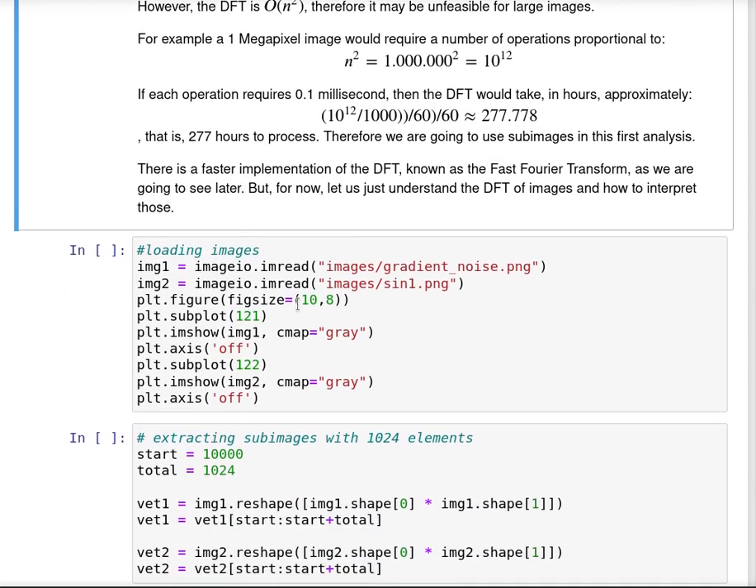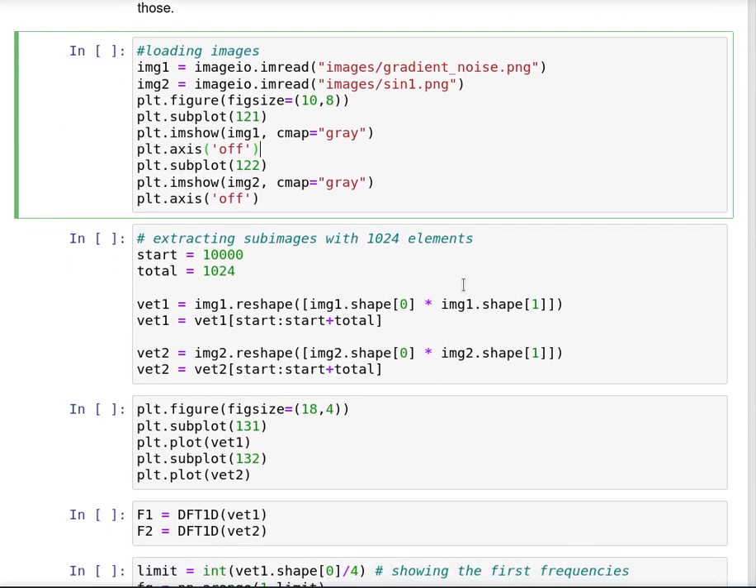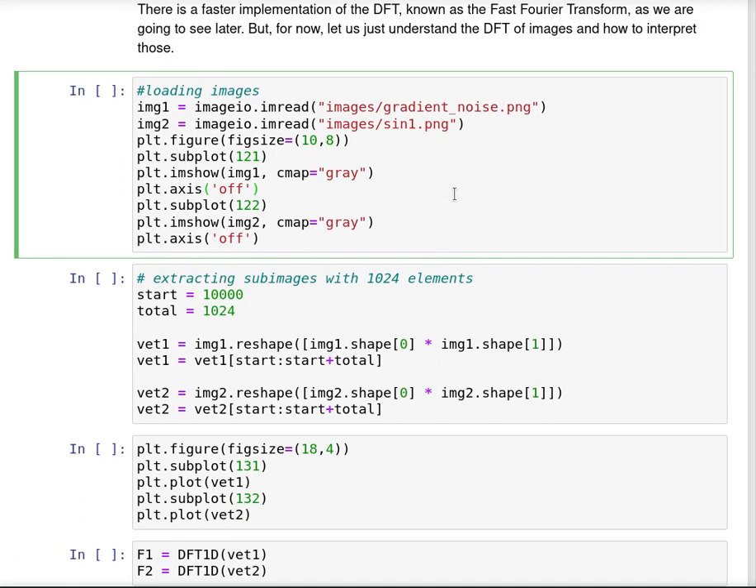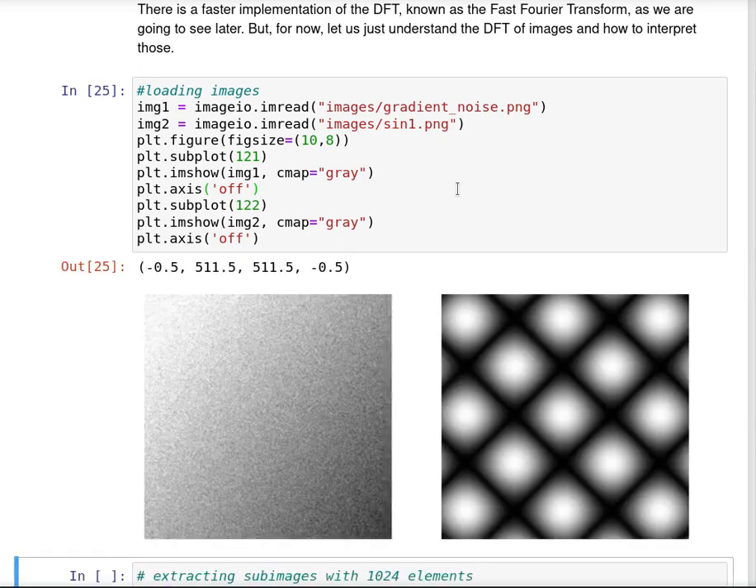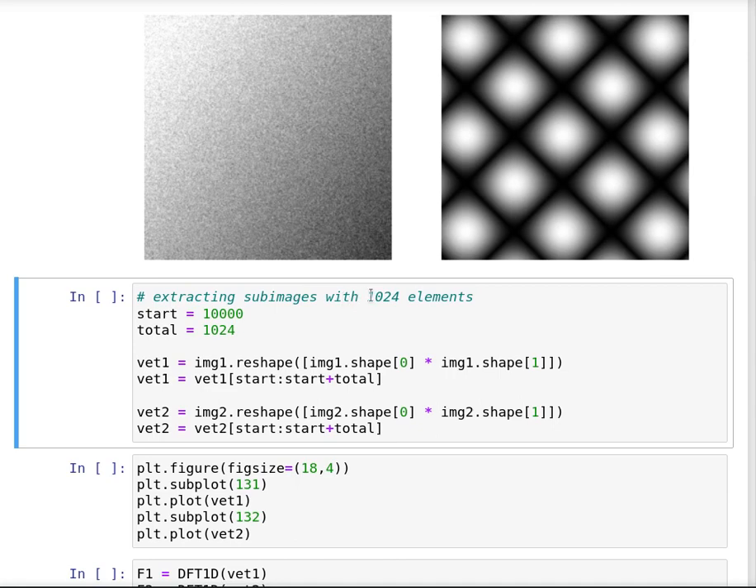Therefore, we are going to use sub-images in the first analysis. However, there is a faster implementation of the DFT known as the fast Fourier transform. We are going to see that later, but now let us just understand the concepts of Fourier analysis. The FFT is much more efficient in terms of computational complexity. I'm going to load the two images that we already saw in the previous video, and extract sub-images with around 1000 elements, so 1024 elements.